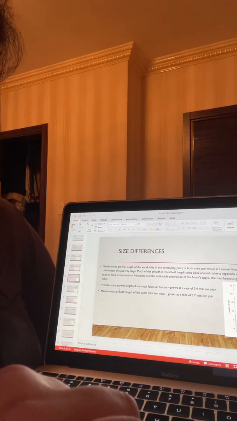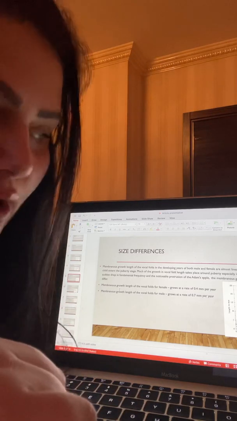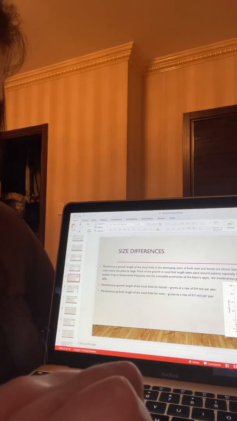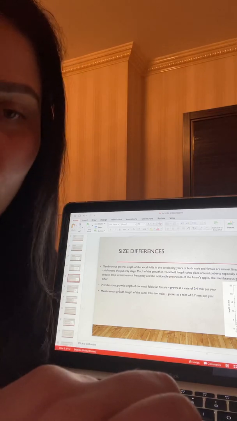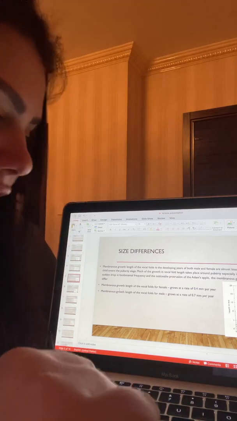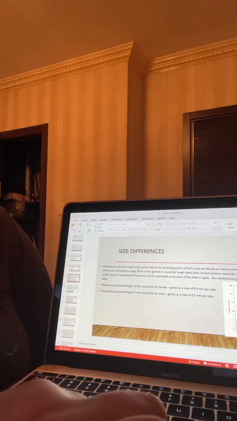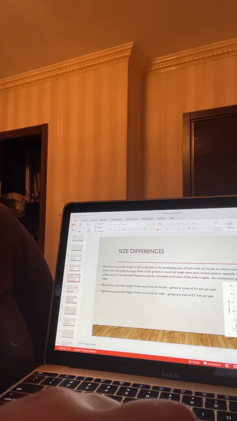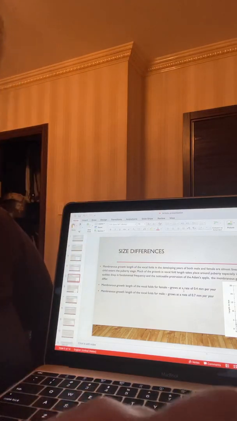Membranous growth length of the vocal folds for females grows at a rate of around 0.4 millimeters per year, and for the male it grows at about 0.7 millimeters per year. So the male's vocal fold length grows about 0.3 millimeters more per year than that of the female.